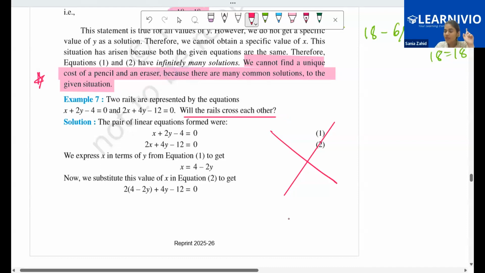So the first question is like, will the rails cross each other? Now you're going to write yes or no, depending upon the equation. And then if you think it is yes, then you also need to solve it and find that unique solution.